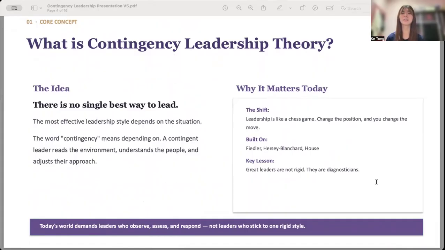A contingent leader is one who adapts. They read the environment, understand the people they work with, and adjust their approach accordingly. This was a major shift in thinking, because earlier theories tried to find one universal style that works for everyone. But this theory argued that leadership is more like a chess game. Change the position and you change the move.